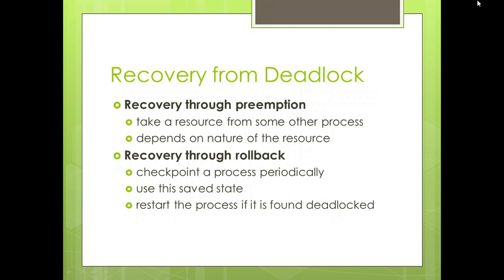Second is recovery through rollback. Recovery through rollback is dependent on checkpoints. Checkpointing a process means saving its state in a file so that it can be restarted later. Checkpointing contains some of the following information: the memory image, resource state, the CPU register values, etc.